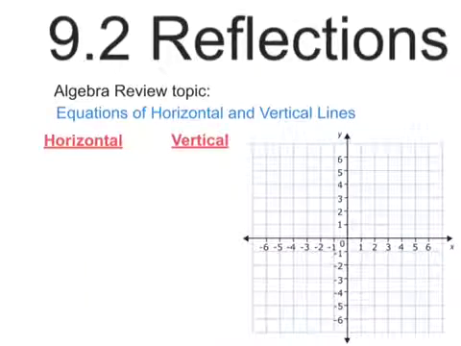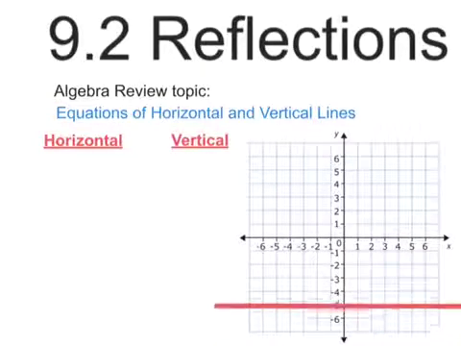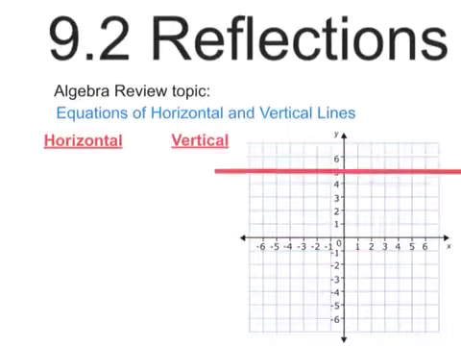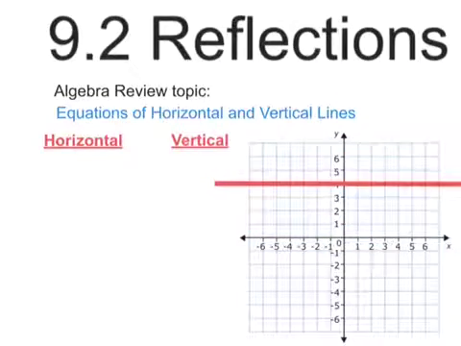So let's look at a coordinate plane, and we'll look at a couple of examples of horizontal and vertical lines. A horizontal line is any line that is parallel with the x-axis. Let's say we put the line right here that crosses our y-intercept at 4. The slope is 0, so we can say that the equation for this line is y equals 0x plus 4, which will just be y equals 4.